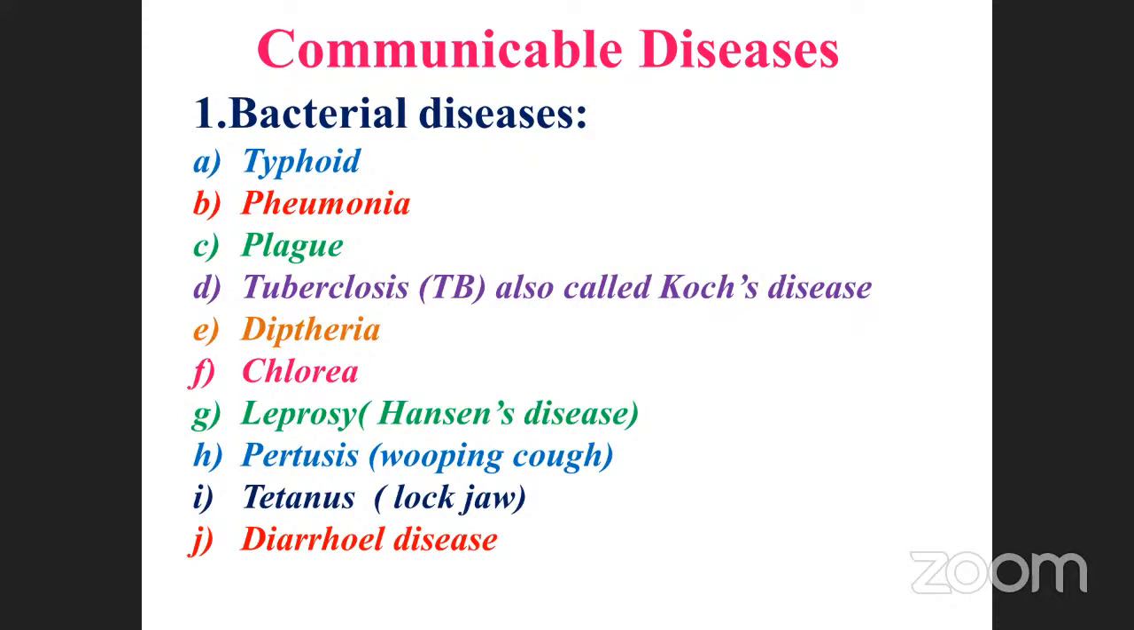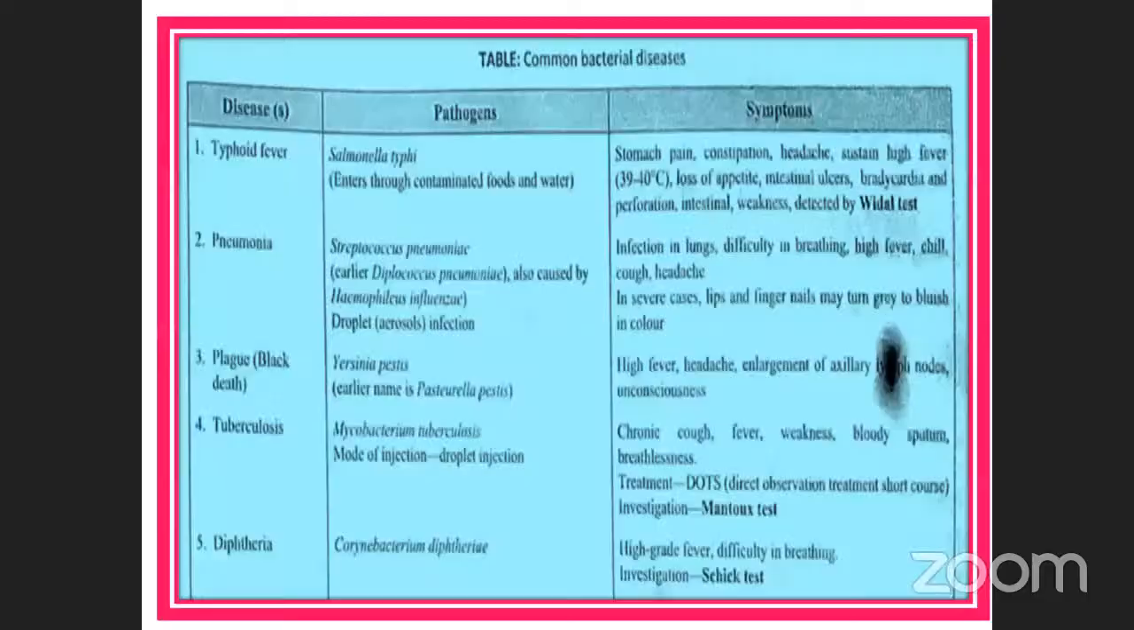And then diagnosis. How will you diagnose the particular disease? And prophylaxis. These are the things you must note down. You have to divide into 5 headings. Typhoid means what are they? See here, one by one.